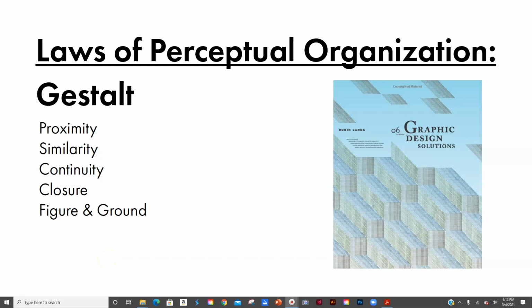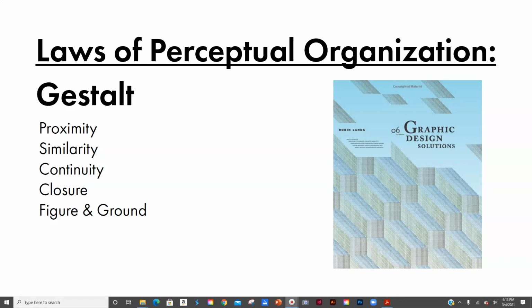Welcome. Today we will be talking about laws of perceptual organization, also known as the Gestalt theory. We will go over 5 main principles of Gestalt, including proximity, similarity, continuity, closure, figure, and ground.